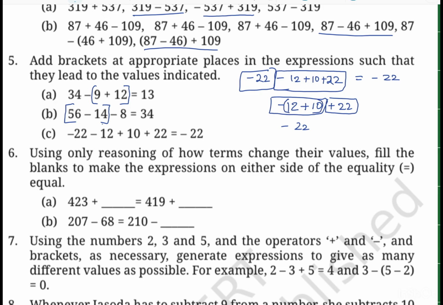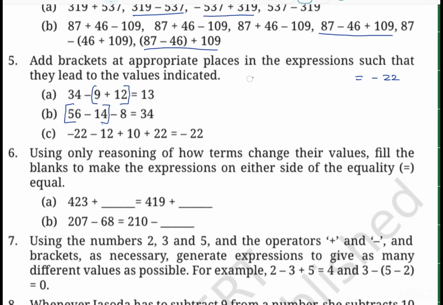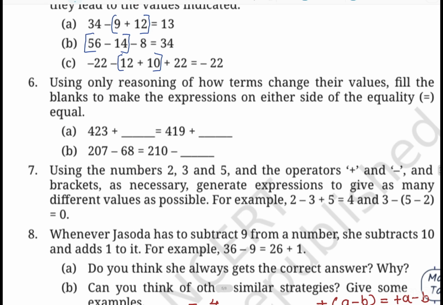just putting the bracket here. Then it will become minus 22 plus 22. So one is negative and one is positive, so it will become 0. So the remaining part will be minus 22 plus 0. So the answer will be minus 22. So just put the bracket here, then it will become minus 22 plus 22, and the minus 22 and plus 22 will be cancelled. So the answer will be minus 22.